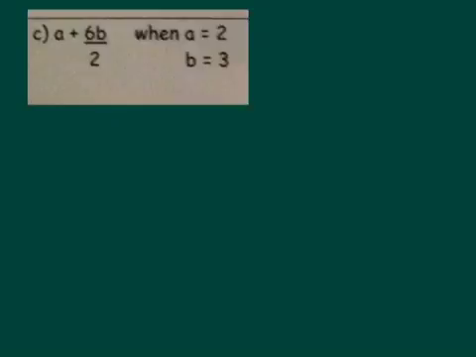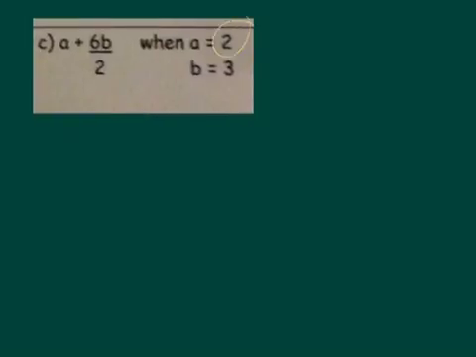On this last one, if you notice, we have two variables, a plus 6b divided by 2, when a equals 2 and b equals 3. So where I see a, tell me, what am I going to plug in? Hopefully you're saying 2. So I'm taking 2 and putting that in for a.